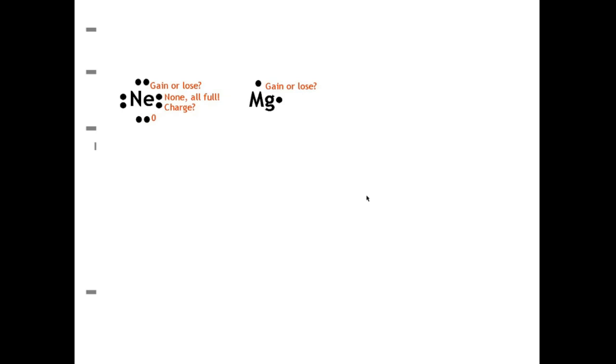And as you probably note, it's much easier to give up 2 than to gain 6 more. So it likes to lose. If it lost those 2, what would be its charge? Okay, 2 negative charges are leaving. Then my charge that is left would be an overage of 2 positives, so it would become +2. So the magnesium ion has a charge of +2, and it would be a cation.